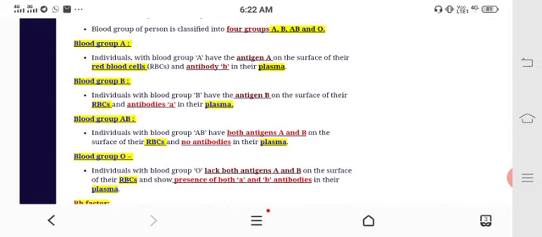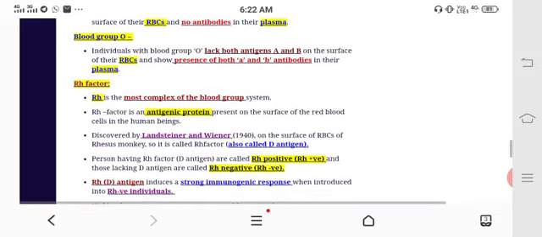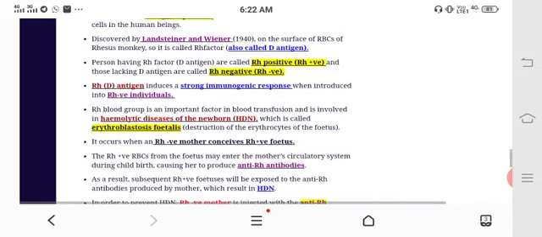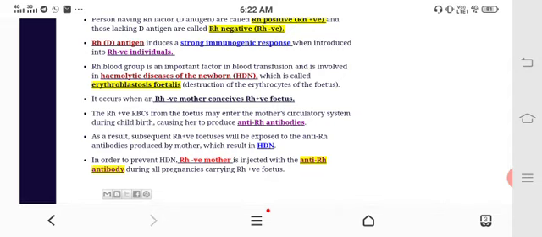This is about blood group A, blood group B, blood group AB, and blood group O. So this is the ABO blood group system in human beings.